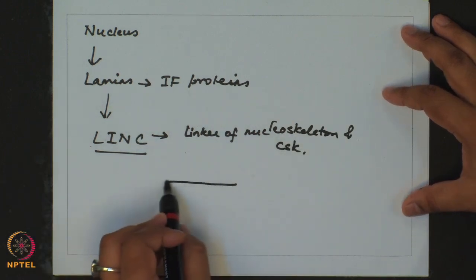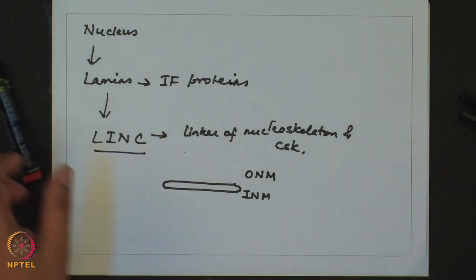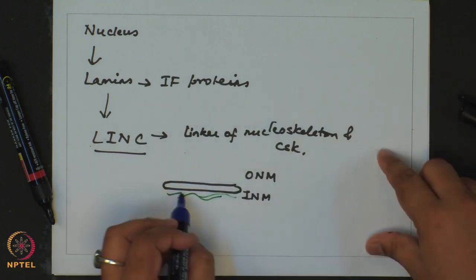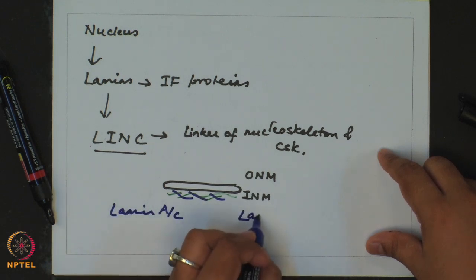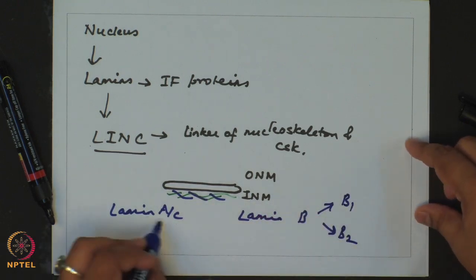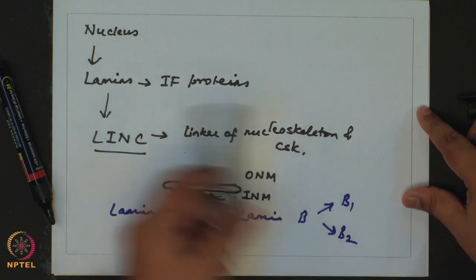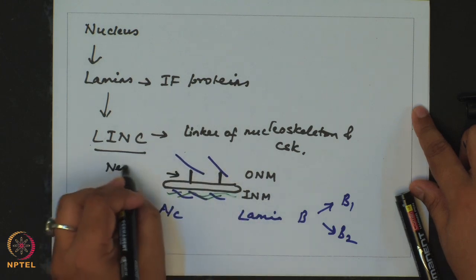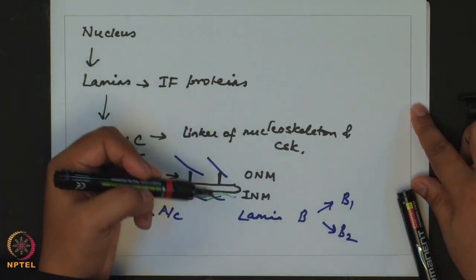So, the nucleus has two membranes, the inner nuclear membrane and the outer nuclear membrane. Underneath the inner nuclear membrane, you have networks of two lamins, lamin AC and lamin B. B can be either B1 or B2, and AC is because of a splice variant of the lamin A gene. And outside, you have the cytoskeletal network, through which you have connections through the nesprins. So, this establishes the direct connection between outside the nucleus and inside the nucleus.